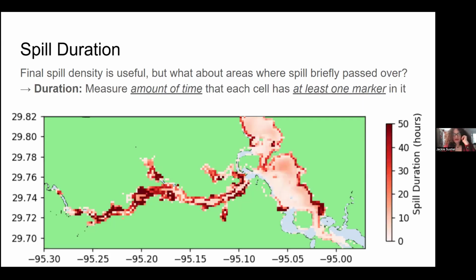So what I did is I tried to measure duration. For each cell, I counted the number of frames where the cell had at least one marker inside of it. So at the end, what we get is these really dark areas, and this is in hours. We see these really dark areas where we saw that the spill density was really high at the end, because after the simulation, all the markers are just sitting there. So they're there for a long time, obviously. But what we also see is these transient areas where the spill passes over.